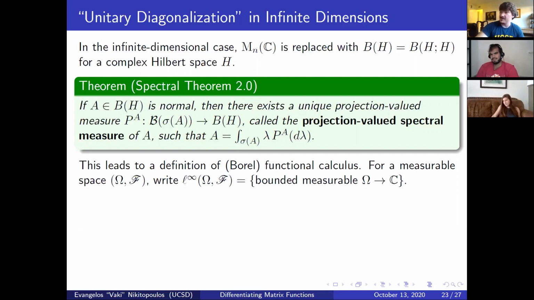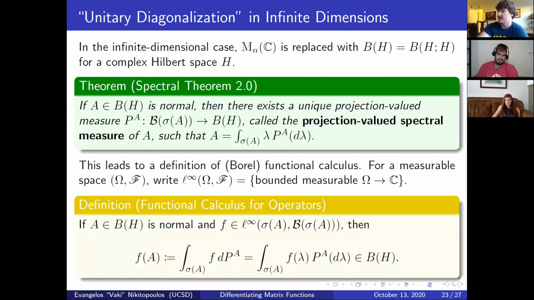And I'm going to use this notation that Bruce uses. For a measurable space (Omega, F), we're going to write little L infinity of (Omega, F) to be the bounded measurable functions from Omega to C. This is the definition of functional calculus, which again straightforwardly generalizes the sum situation to an integral situation. You have a bounded measurable function f, and f(A) is the integral over the spectrum against the projection valued spectral measure of A.